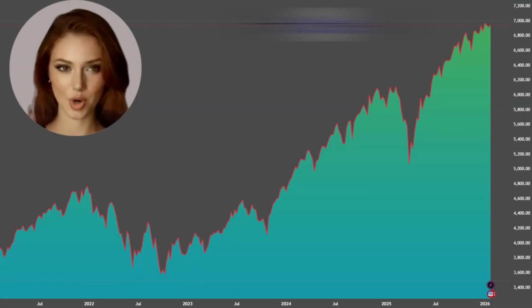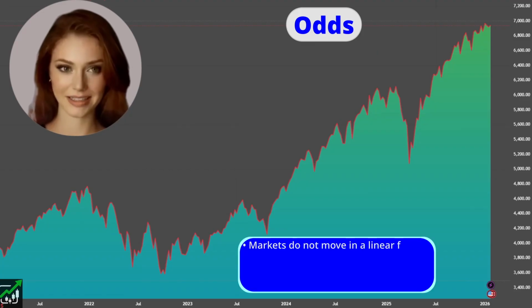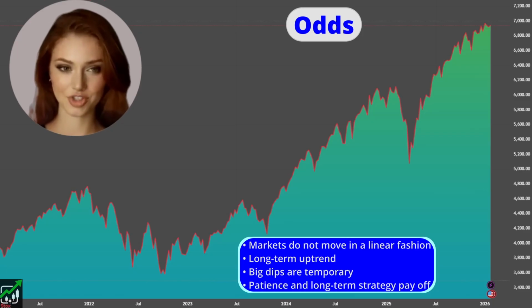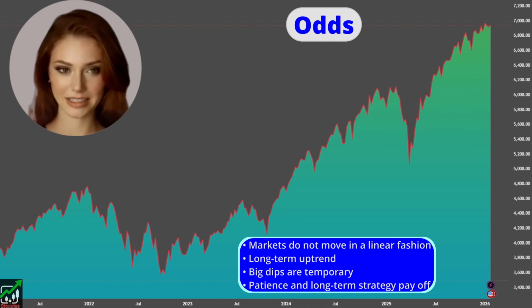From the best to the worst years, it seems that markets do not move in a linear fashion. There are sharp fluctuations, but the long-term trend is upward. Big drops may seem scary, but history shows that patience and long-term investing allow investors to benefit from future bull runs. In short, good years bring big returns. Bad years bring lessons in patience, and the recovery period shows how important it is to stay invested even in difficult times.